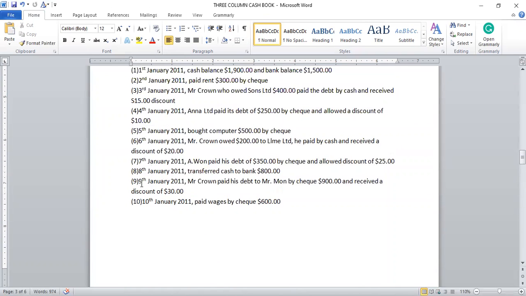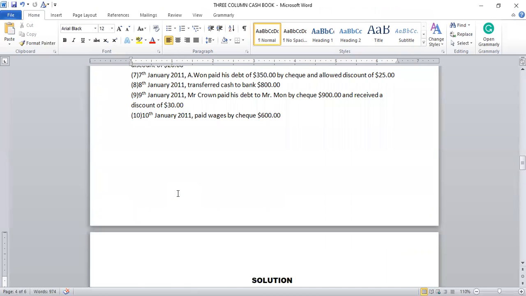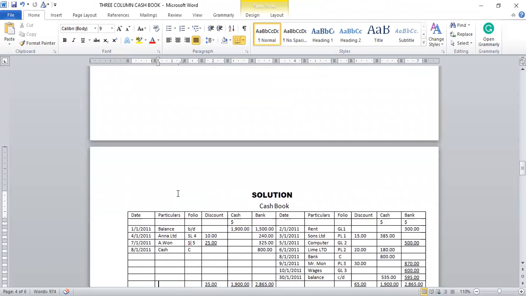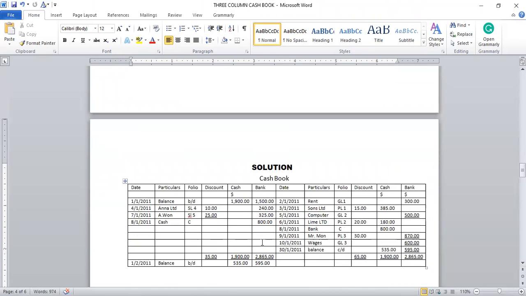Then the last batch, 9 January 2011: Mr. Crown paid his debt to Mr. Won by check $900 and received a discount of $30. So the cash book will be credited and Mr. Won account debited, and the discount also shows $30. So when we come here, the cash is being credited.